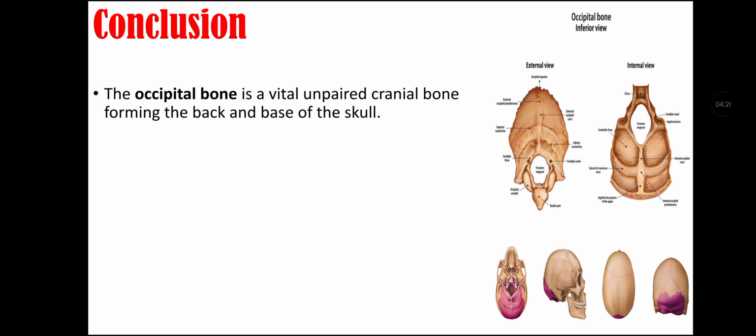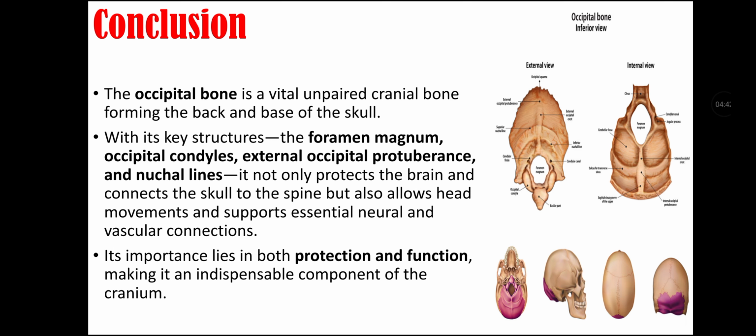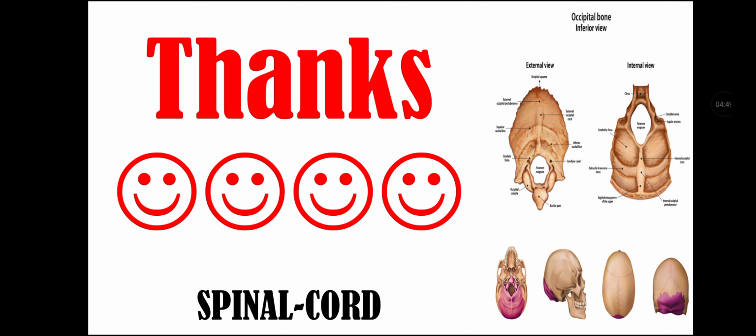Occipital bone is a vital, unpaired cranial bone that forms the back and base of skull. With its key structures like foramen magnum, occipital condyles, external occipital protuberance, and nuchal lines, it not only protects the brain and connects the skull to the spine, but also allows head movements and supports essential neural and vascular connections. Its importance lies in both protection and function, making it an indispensable component of the cranium. And this was all about occipital bone.